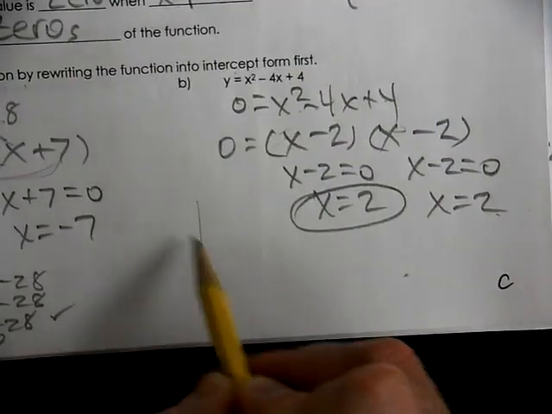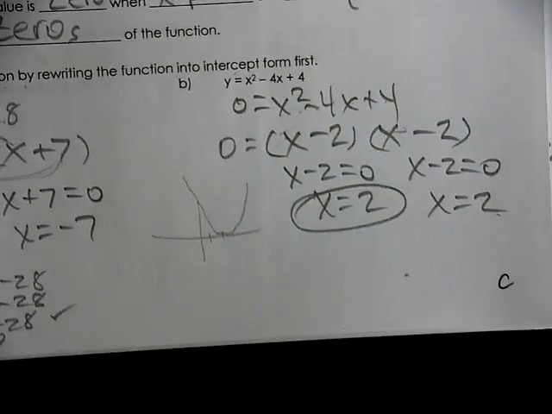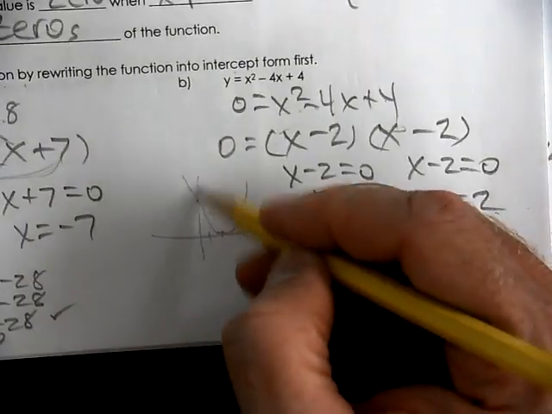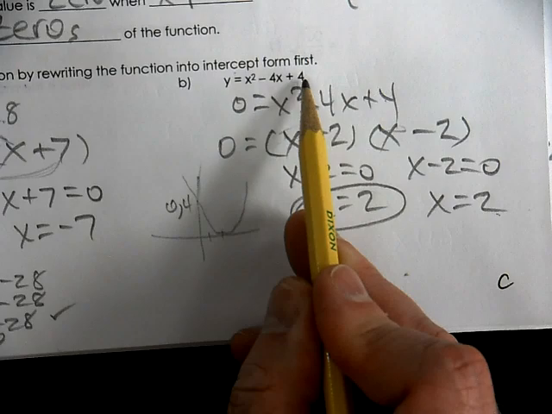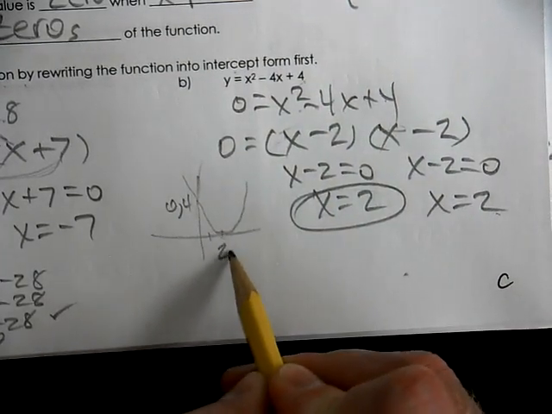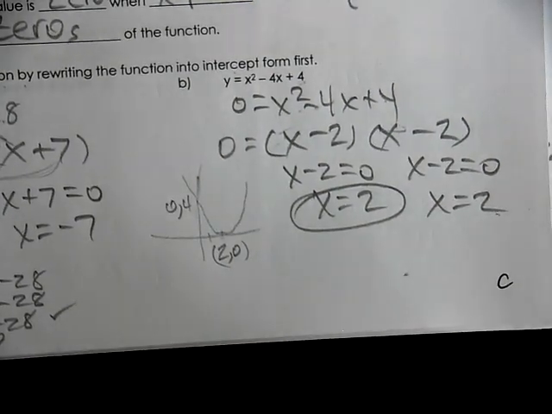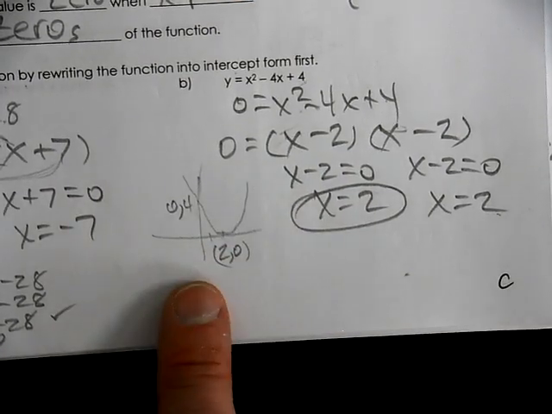On a graph, that's going to look like this, where you're crossing here at 0, 4, and you're crossing your x-axis at 2, 0. In terms of a graph, that's what those numbers mean.